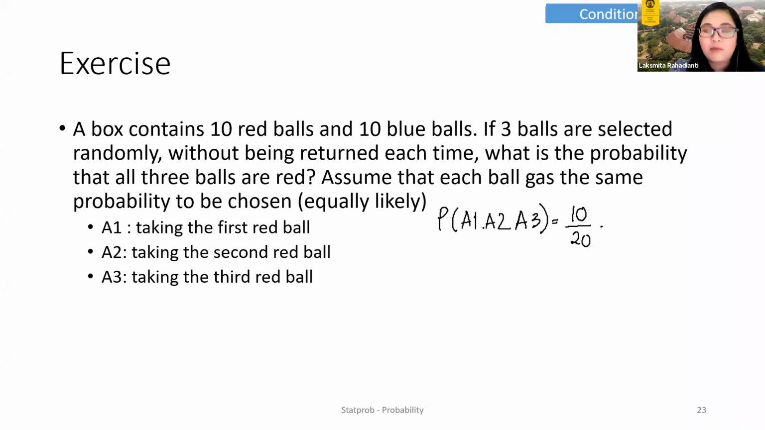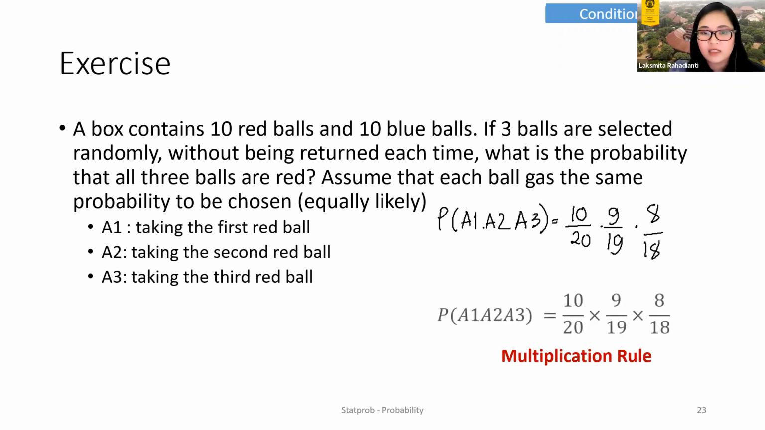The second time, when I already have a red ball, we assume that the event A1 has already happened. So we know that there is now one less red ball, and the probability becomes 9 over 19. And thus 8 over 18 using the multiplication rule. I think that is correct. Let's check. Yes. And here we have the probability of 3 sequential events.